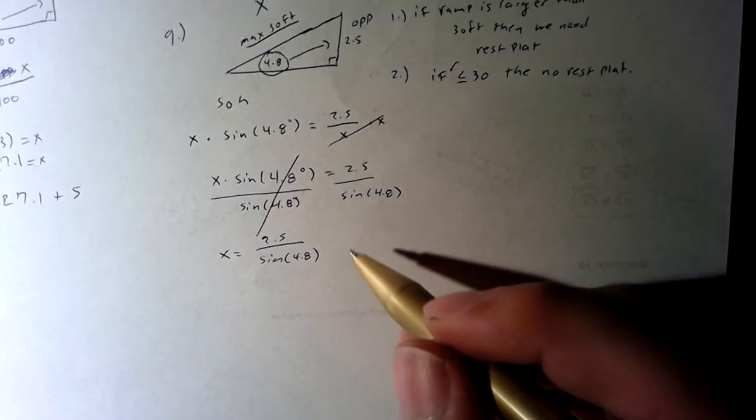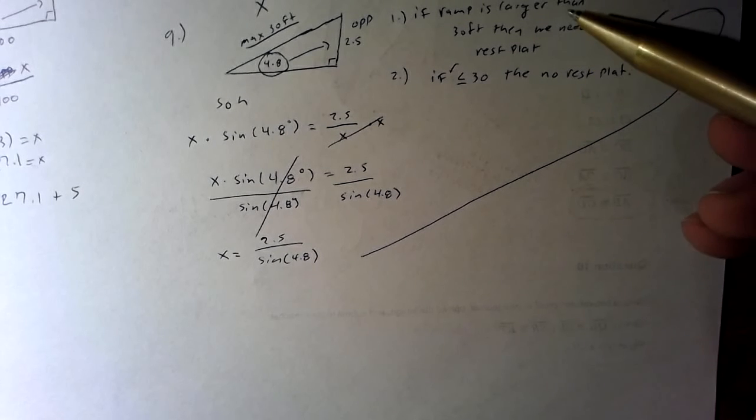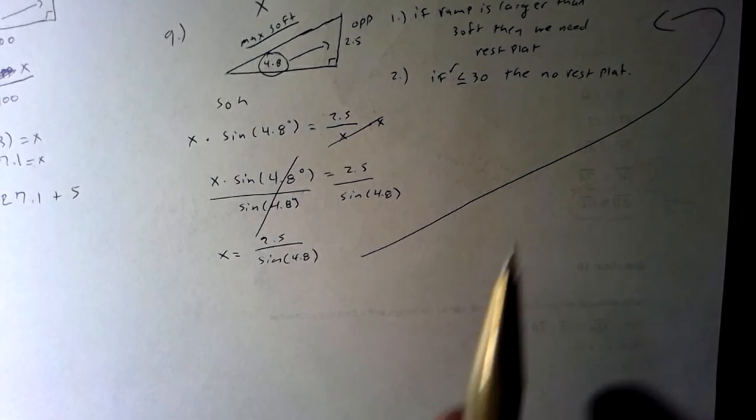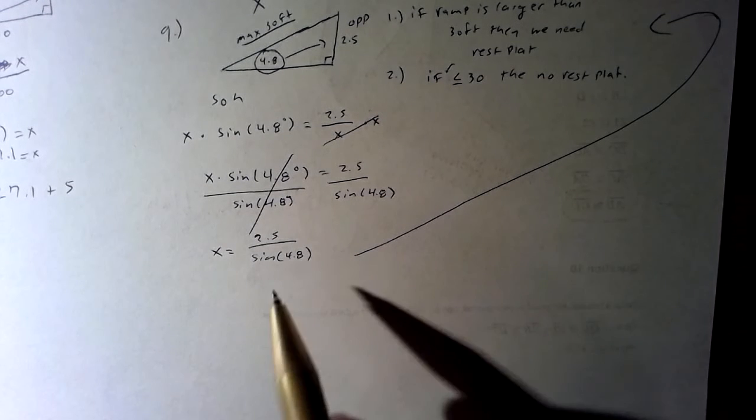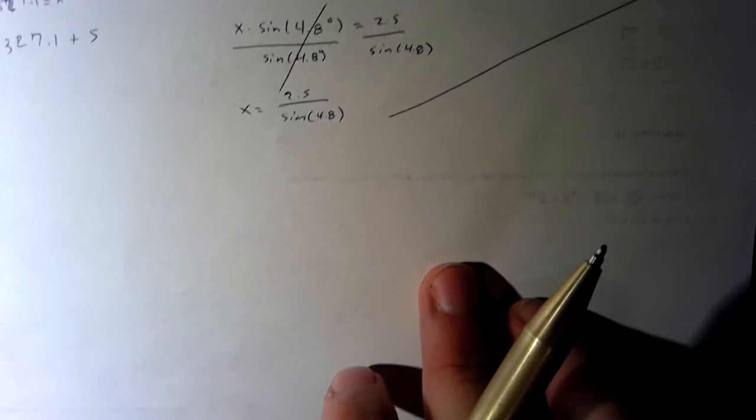Of course, once you determine it, you're going to tell me if we need the rest platform or not. So we have to check what this number is. Is it equal to 30? Is it less than 30? Is it more than 30? And what does it mean? Okay.